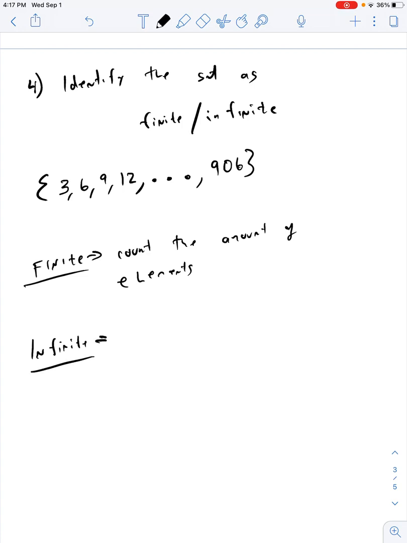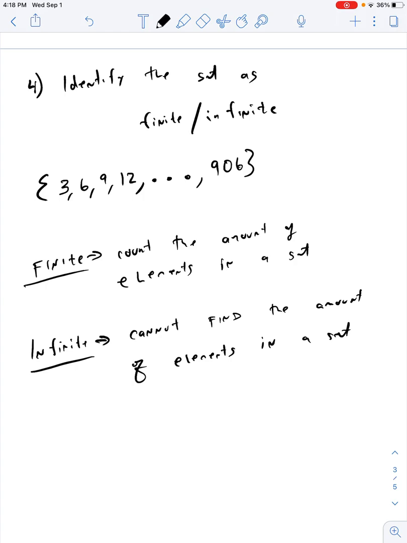Infinite means that you cannot find the amount of elements, let's say for both of them, in a set. Right? So can we find the amount of elements that are in here?